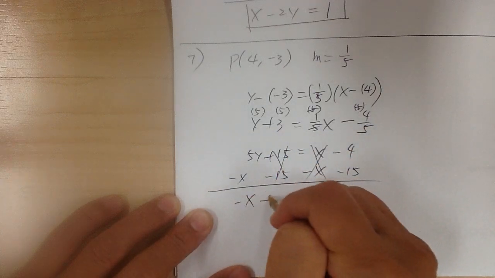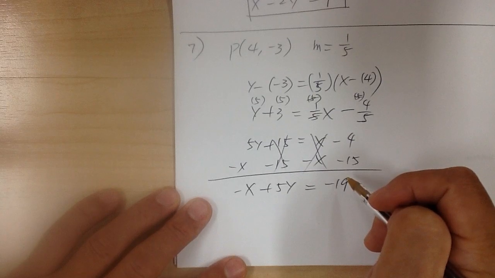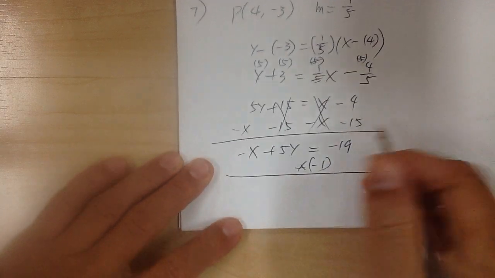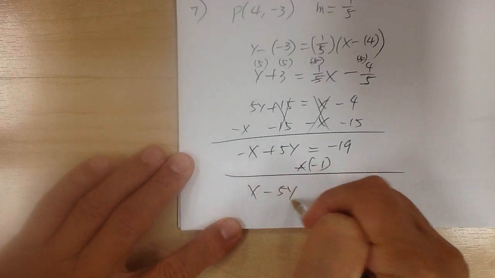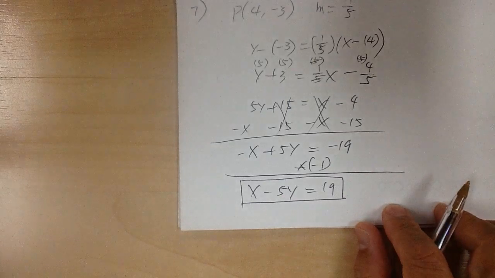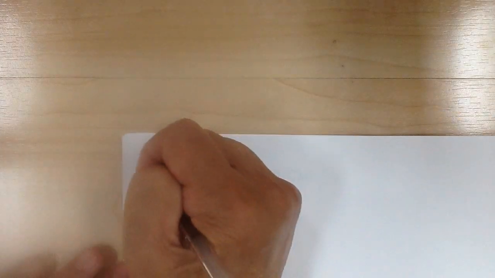So you got negative x plus 5y equal to negative 19. And then go ahead and multiply by negative 1. So you got x minus 5y equal to 19. Okay, next one.